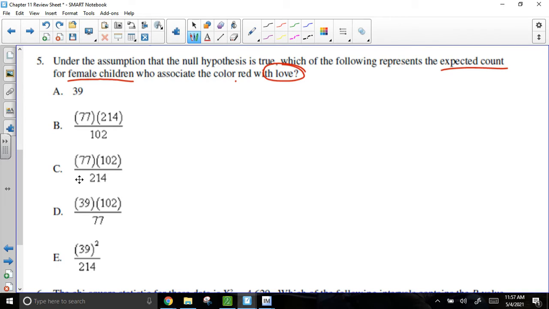And so I feel that's actually how they had it set up for us. I had mine as 102 and 77. They just switched it around here. So this is their column total times the row total divided by the grand total. So you didn't actually have to even calculate it out there. You just had to kind of plug in the values. But option C is how you would figure out that expected count.